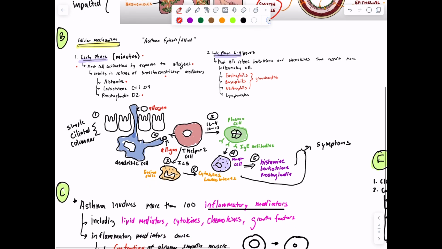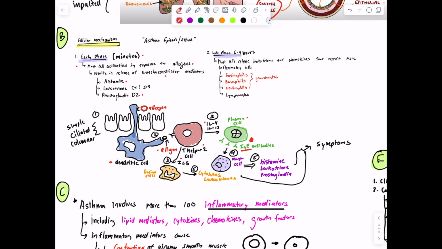And so basically the general mechanism is you have an allergen come into your conducting pathway of the respiratory tree. It binds to a dendritic cell. The dendritic cell presents that allergen to a T helper cell. The T helper cell is going to release signaling molecules, these interleukins, to plasma cells, which are going to release IgE antibodies. So this antibody right here, IgE, is super important for pro-inflammatory response, and it will be a target for one of our drugs overall.